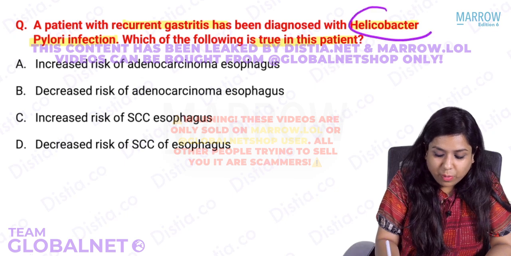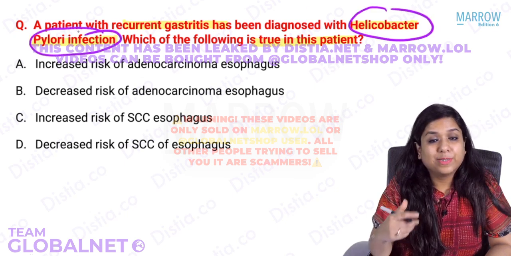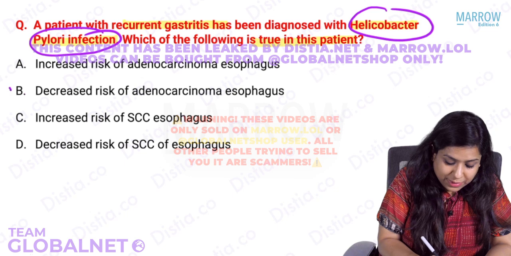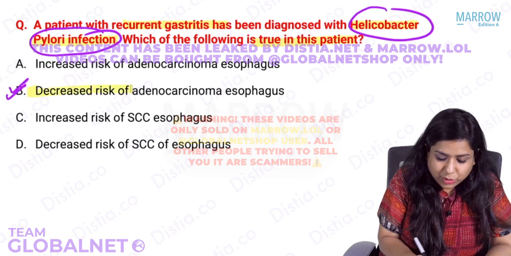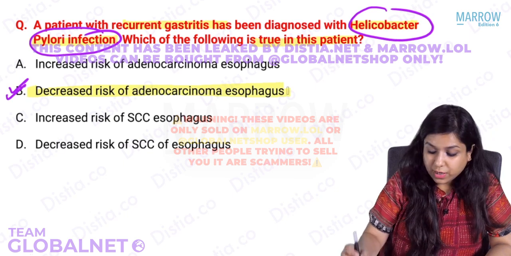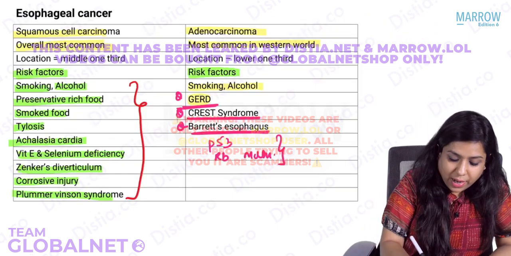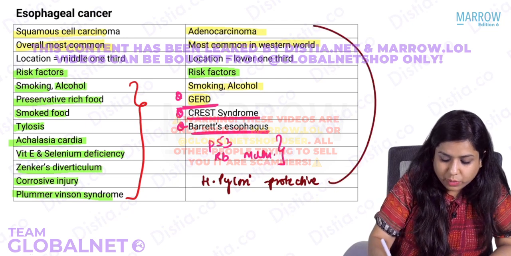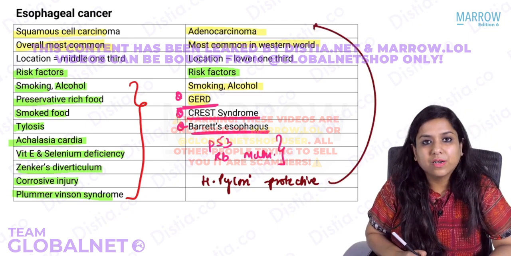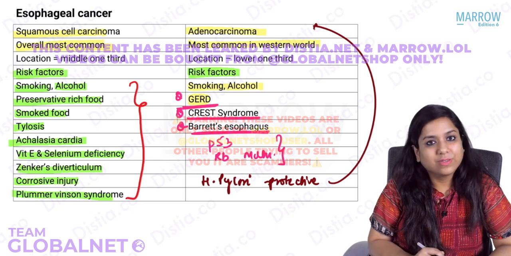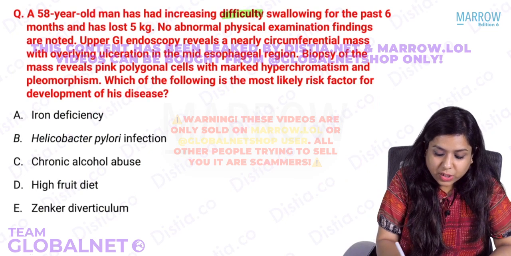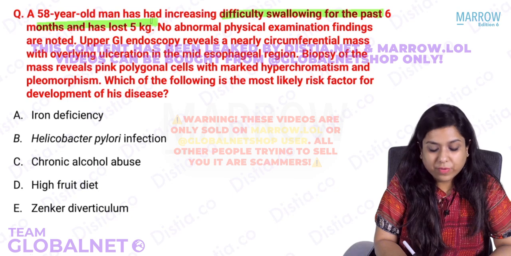Because I want to tell you one important thing, that H. pylori has been known to be protective against adenocarcinoma of esophagus. So basically the answer has to be decreased risk of adenocarcinoma of esophagus. So here in this table, you can actually write down that H. pylori is protective against adenocarcinoma of esophagus. The new studies are showing that. That's why I've given you this question. Correct?